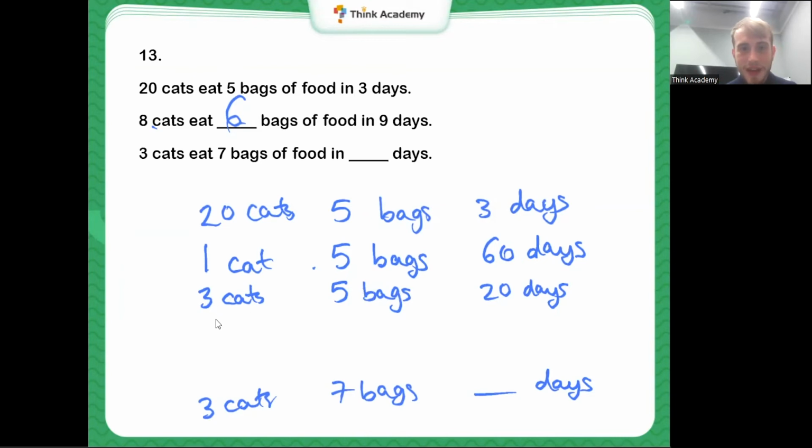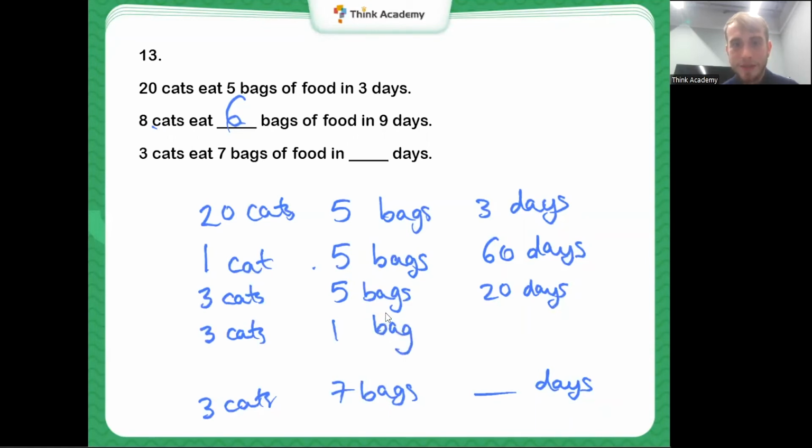So let's try and find out. Now we need to try and get our bags to be the same. So I need to turn 5 into 7. So first we can try to find 1 bag. So 3 cats, how long will they take to eat 1 bag?